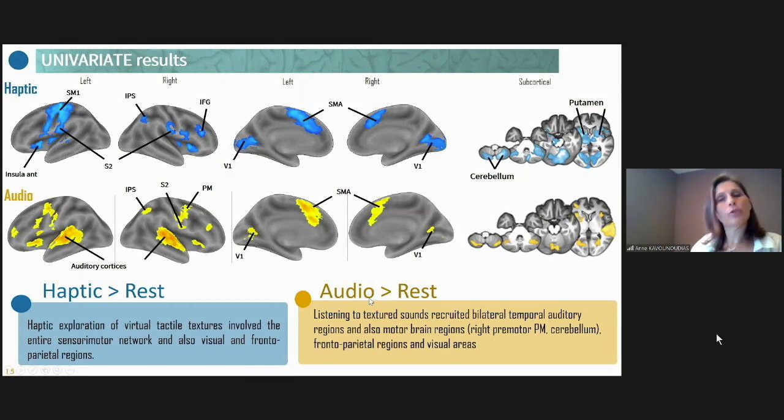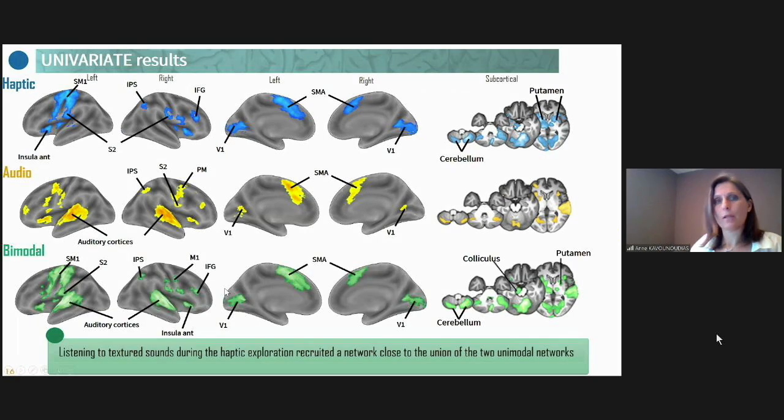During the auditory exploration of the sound, it recruited, of course, auditory cortices, but also brain motor areas like the premotor cortex, the supplementary motor area and the cerebellum. And like for the haptic condition, we also found visual areas activation during pure auditory stimuli. And finally, in the bimodal condition, you can see here that the network recruited is close to the union of the 2 unimodal networks. It's a strict combination of both.